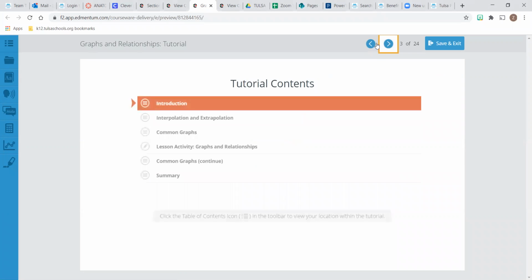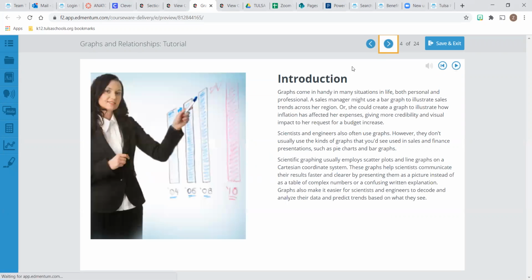Fun stuff. And it's useful. This is good if you're a very visual person. But here's the intro.